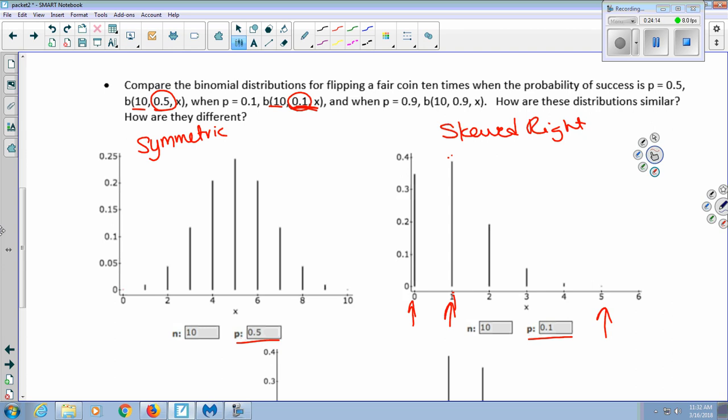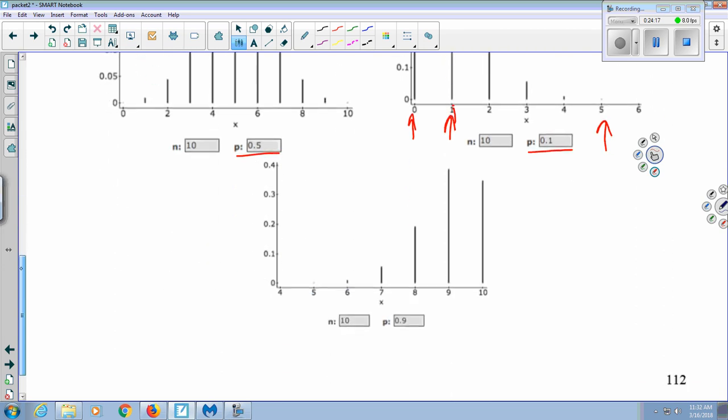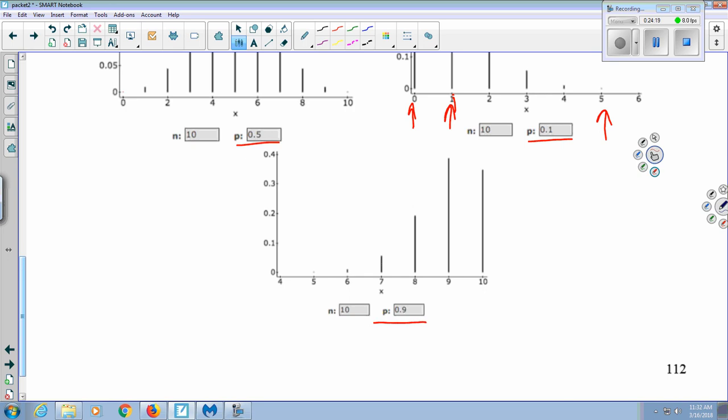Just the opposite, if we actually had the probability of success being 0.9, now we're seeing something skewed to the left. And we're much more likely to see successes. Look how big the probability is for getting 10 heads. It's the height of this bar, which is about 0.35. That's pretty high. The probability of seeing all 10 flips giving you a head is 0.35, and that's because the probability of getting a head is so high.